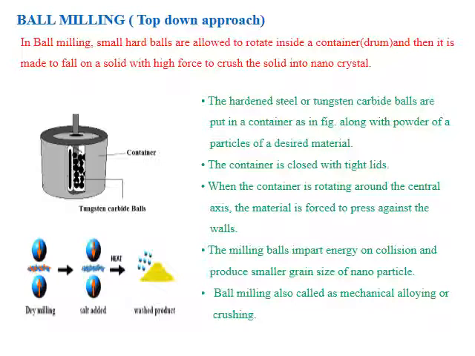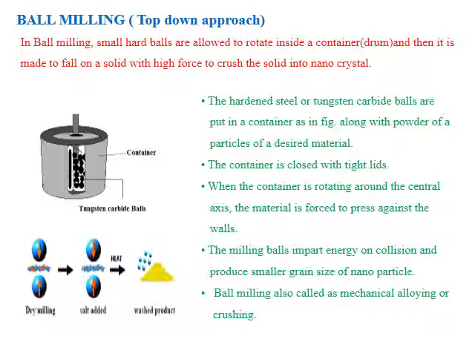Hardened steel or tungsten carbide balls are put in the container, as in the figure, along with the powders of particles of the desired material. The container is closed with tight lids. When the container is rotating around the central axis, the material is forced to press against the walls. In the ball milling process, the milling balls impart energy on collision and produce a small grain size of the nanoparticles.